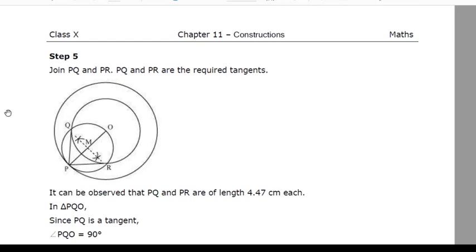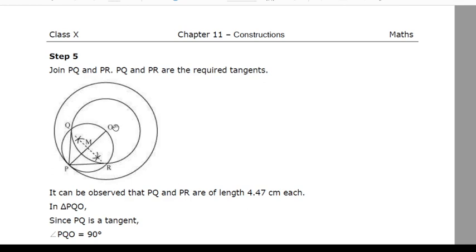Draw a circle of 4 centimeter and a 6 centimeter. These are the concentric circles. First is 4 centimeter and this next is 6 centimeter. From this circle, on this circle we have to draw a tangent.